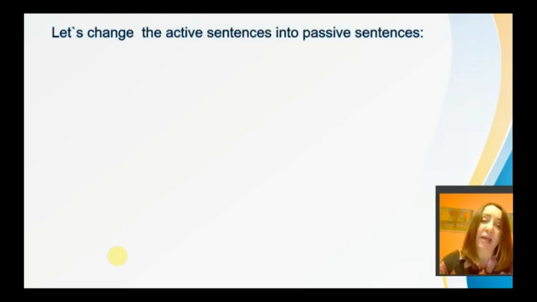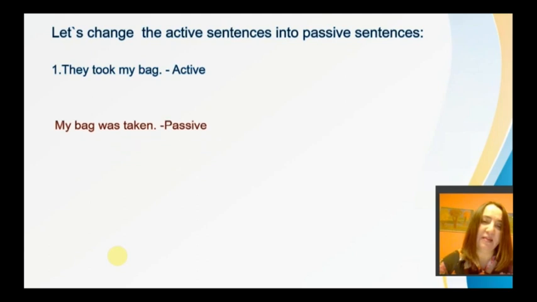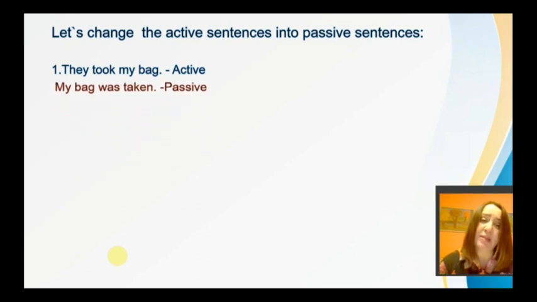Now, another activity for you. Let's change the active sentences into passive sentences. The first sentence is, they took my bag, active. 15 magic seconds for you. Okay, let's see the passive sentence. My bag was taken.